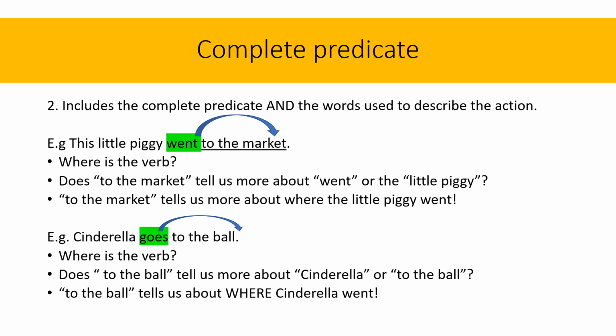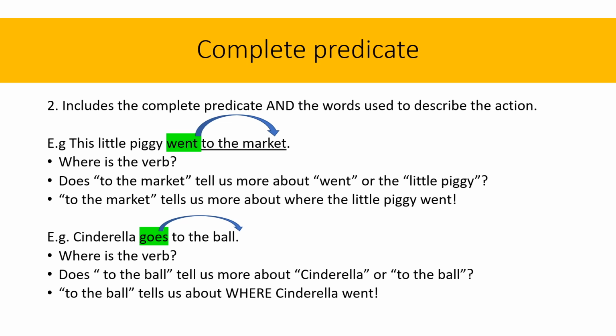Now we're going to have a look at complete predicates. So what does this mean? It includes the simple predicate and the words used to describe the action. So, the little piggy went to the market. Where is the verb? Went is our verb.